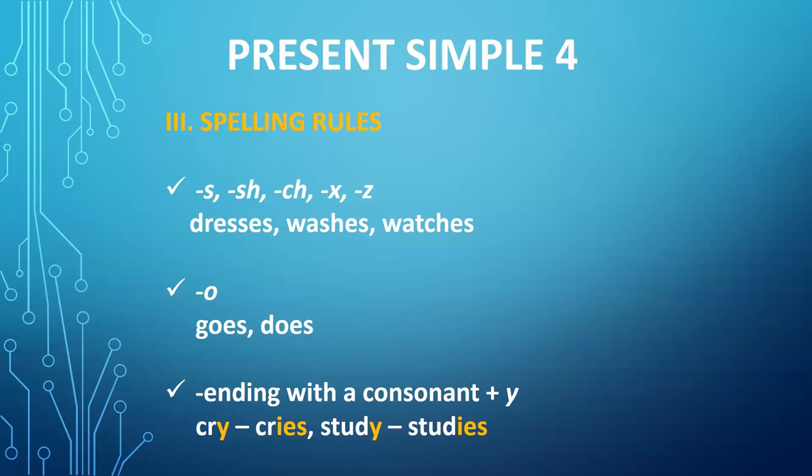Another interesting and important thing in present simple is when the verb ends in Y, but before the Y we have a consonant, like cry, cries. Y, in this case, turns into I, and then we add ES. Cry, cries, study, studies, because before the Y, we have a consonant. If we don't have a consonant, for example, if we have a vowel, like in play, in that case, it will be play, plays. We only add S at the end. So these are only spelling rules.